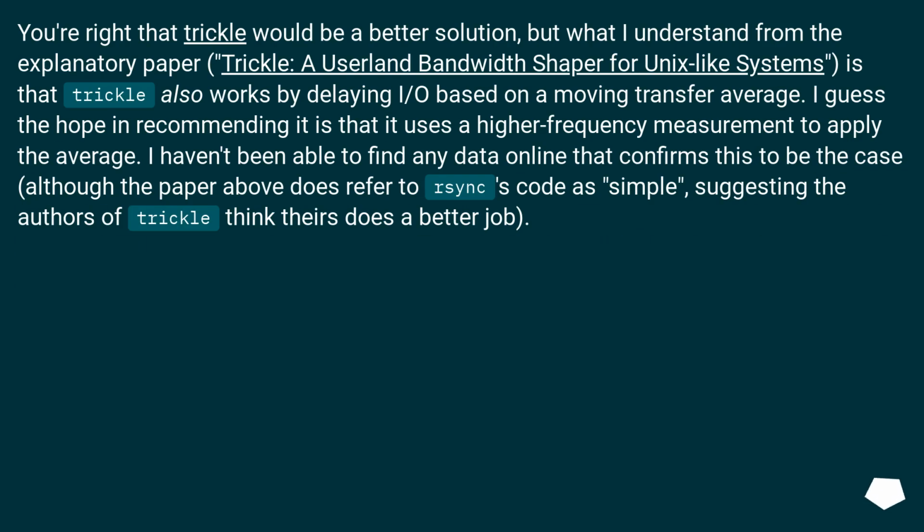You're right that trickle would be a better solution, but what I understand from the explanatory paper, Trickle, a userland bandwidth shaper for Unix-like systems, is that trickle also works by delaying I/O based on a moving transfer average. I guess the hope in recommending it is that it uses a higher frequency measurement to apply the average. I haven't been able to find any data online that confirms this to be the case, although the paper above does refer to rsync's code as simple, suggesting the authors of Trickle think theirs does a better job.